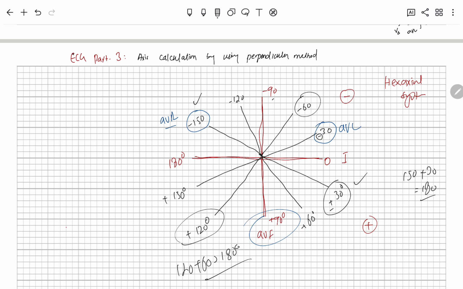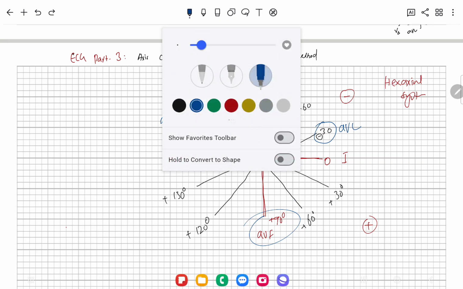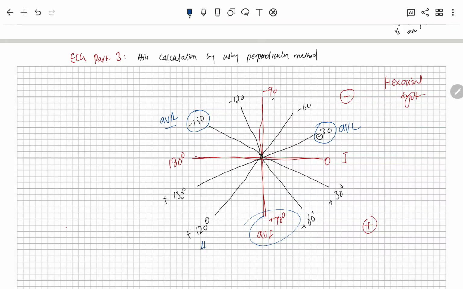So let me erase this from here. All right, so let me name the other leads. Lead 2 is placed at 120 degrees and lead 3 is placed at 60 degrees. So we have all of the limb leads present here: 1, 2 and 3. Then we have AVR, AVL and AVF.